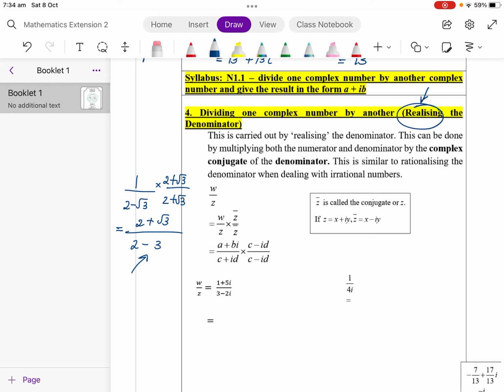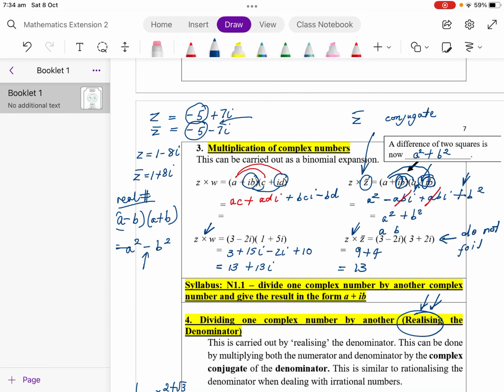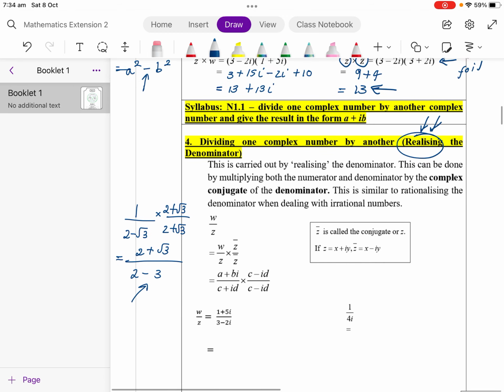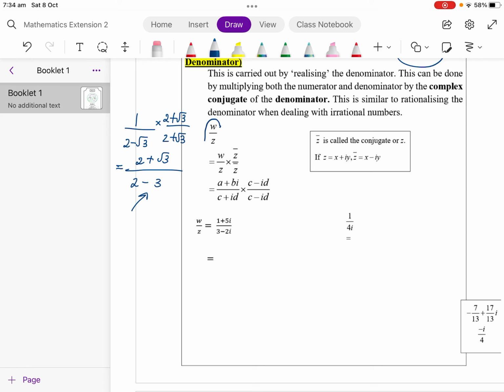Now, with complex numbers, we're not going to rationalize the denominator. We're going to do something called realizing the denominator, and that just means making the denominator a real number. Now, I want you to notice that when we multiplied a complex number by its conjugate, did you notice that we got a real answer? So the way that we realize a complex number, so just say that we've got this complex number here of w over z, the way we do that is we multiply the denominator by its conjugate. So if you look at what's going to happen here, this denominator on the bottom, we've got a difference of two squares, and that's going to become c squared plus d squared.